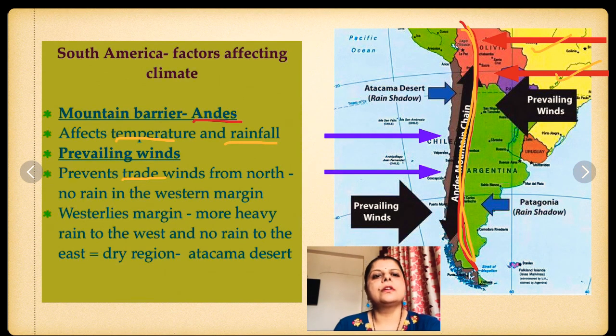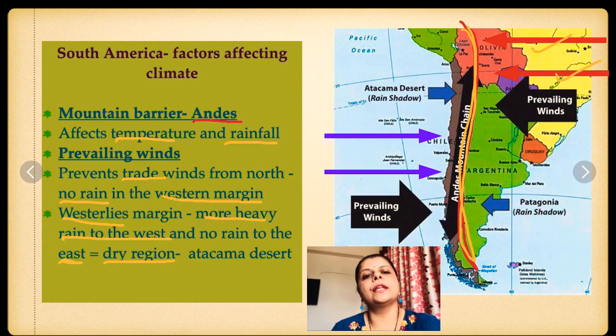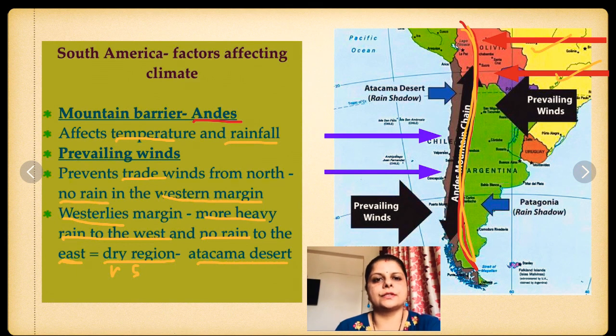The western margin of the continent receives a great amount of rainfall. Why? Because it is located in the westerly wind belt, and because of which it receives heavy rainfall. But when these winds, westerlies, cross the Andes mountains, the eastern margin of the continent does not receive any rainfall, and this turns into a rain shadow region, a dry region, which is where the Atacama Desert is located, which is a rain shadow desert.